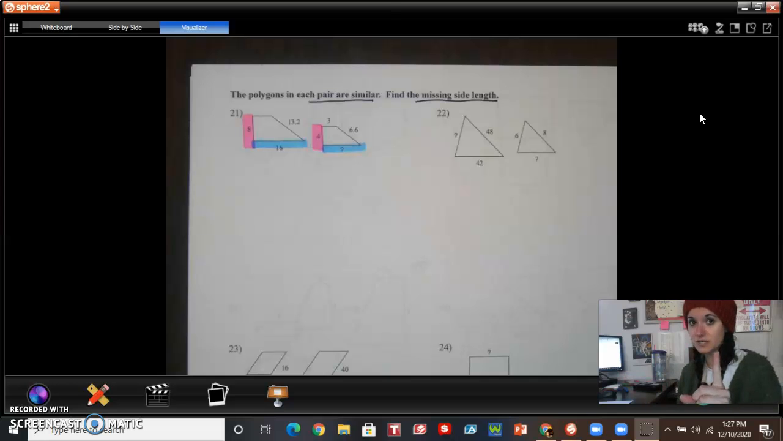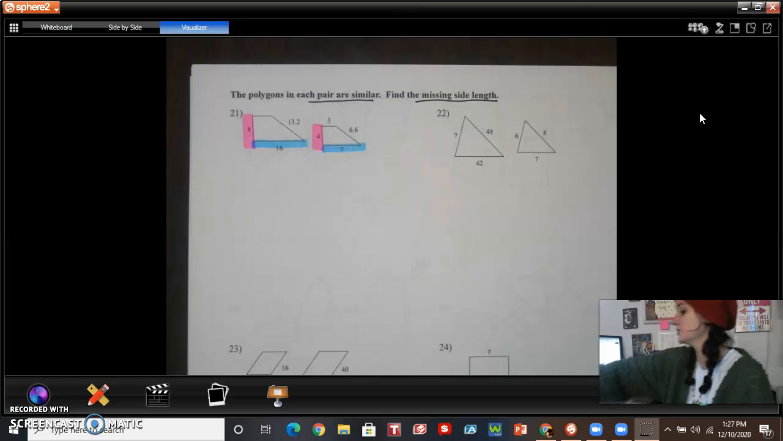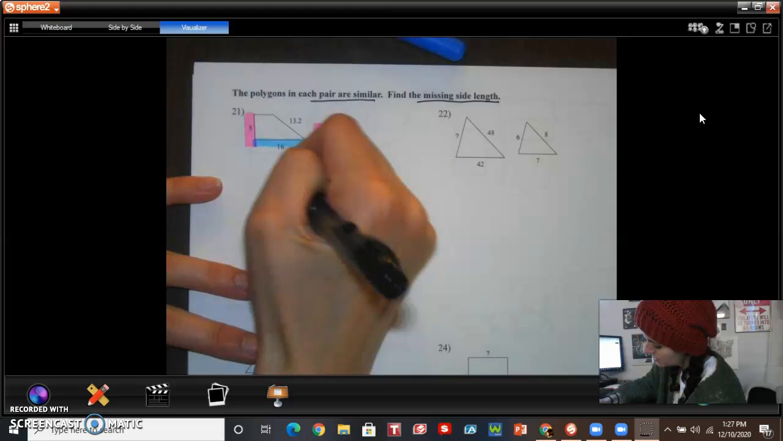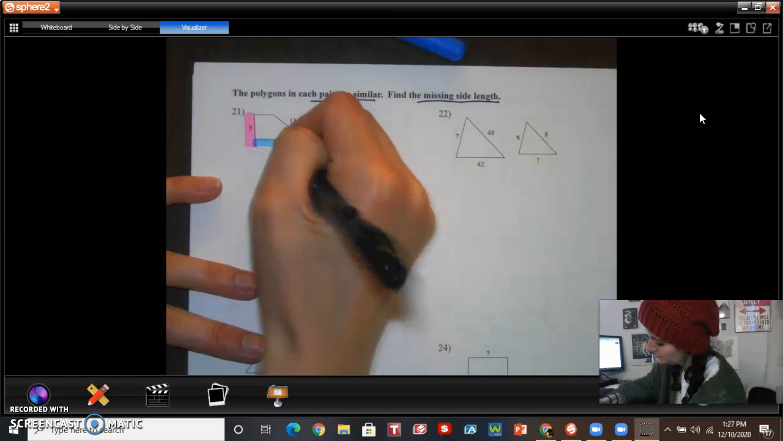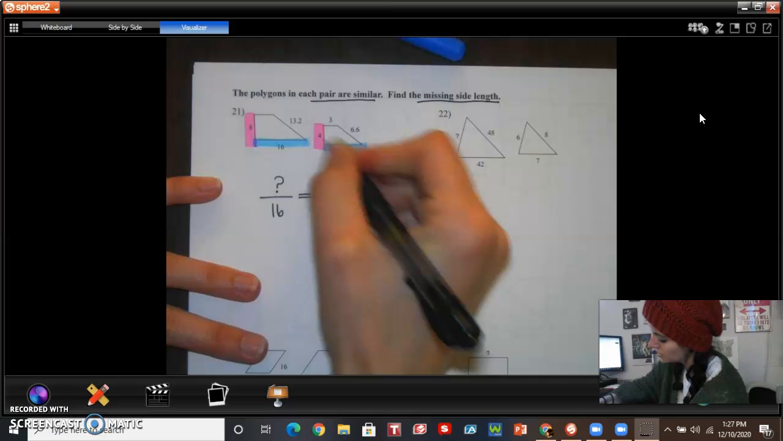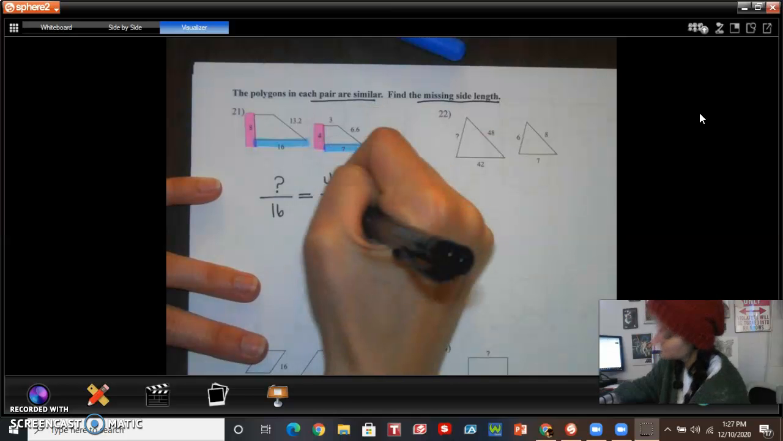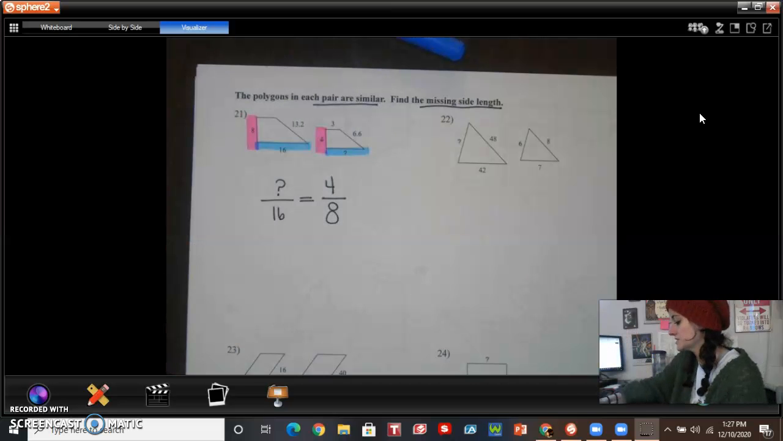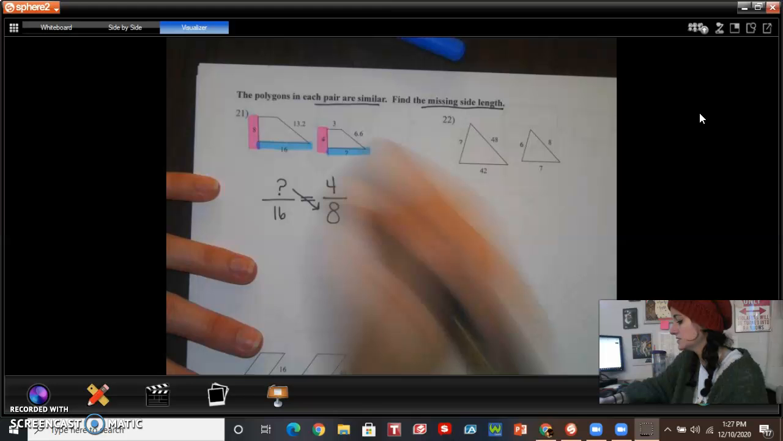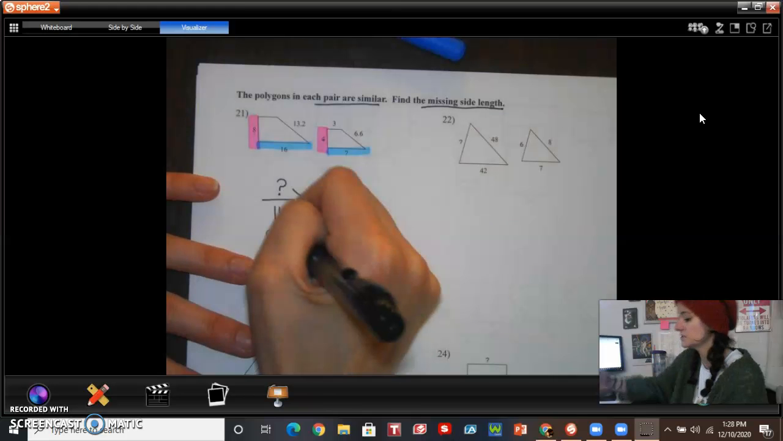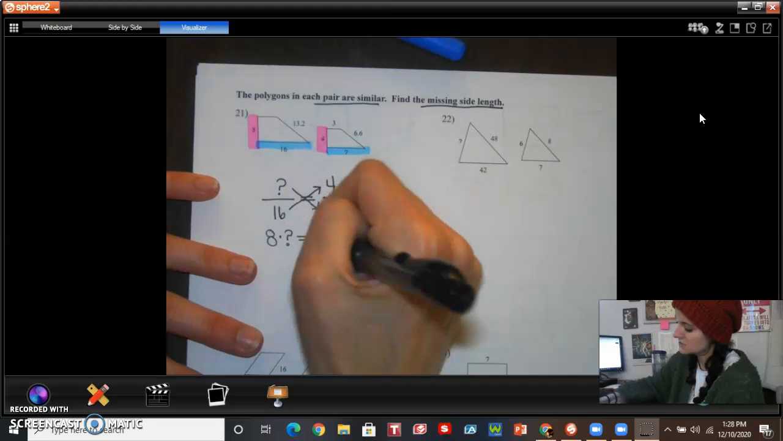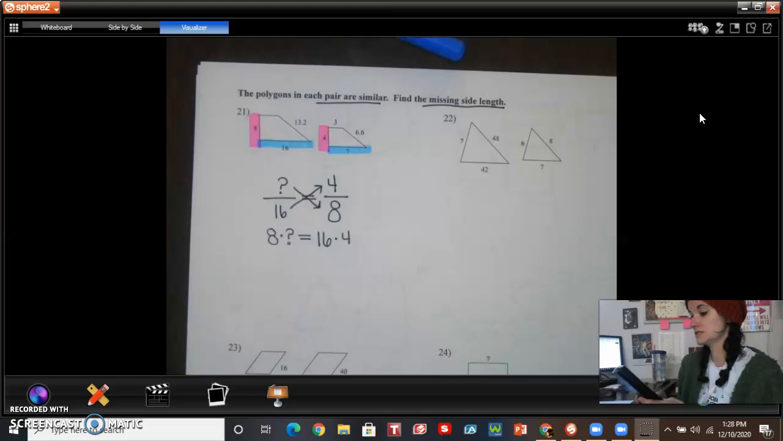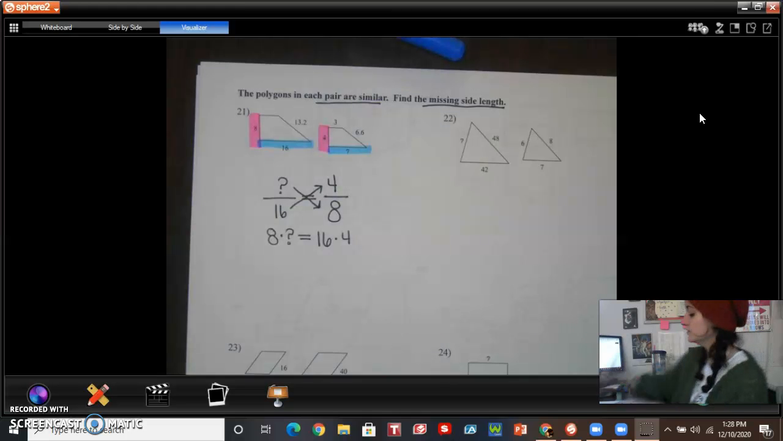And then we can solve using cross multiplication. So I'm going to say, all right, I've got 8 times question mark is equal to 16 times 4. 16 times 4, 64. So we have 8 times question mark equals 64. To solve for question mark, we're going to divide by 8. This is gone, leaving us with question mark equals.